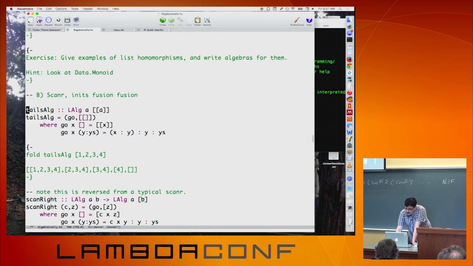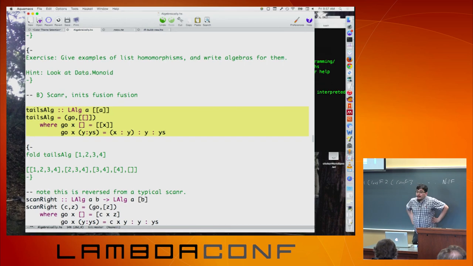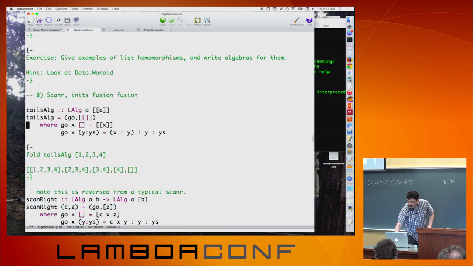Now, we're going to talk about an interesting fusion property. And we're actually going to, are we going to prove it? I don't know. We're going to talk about it and semi-prove it. So we're going to find a function called tails algebra, and it's a pair algebra like the others. And this pair algebra is going to be the fold that yields the function tails.